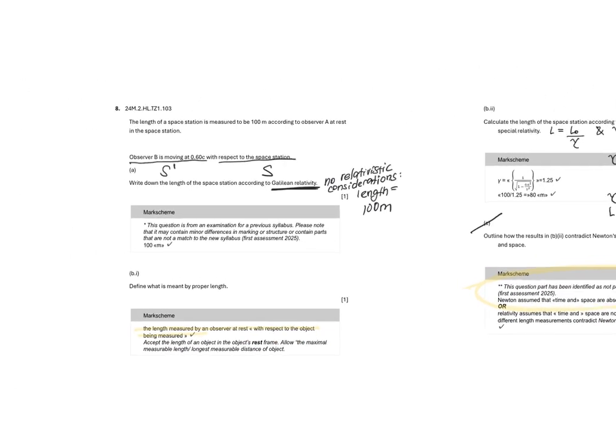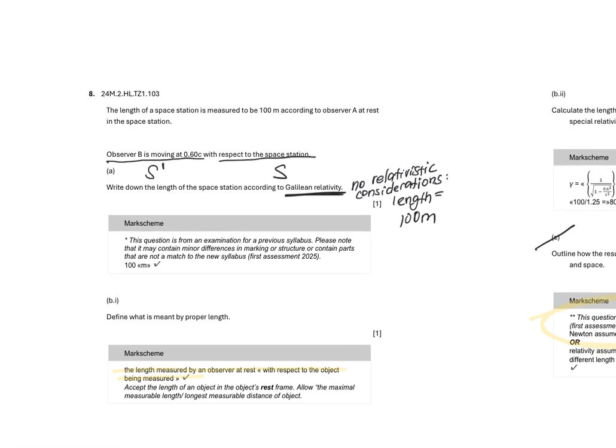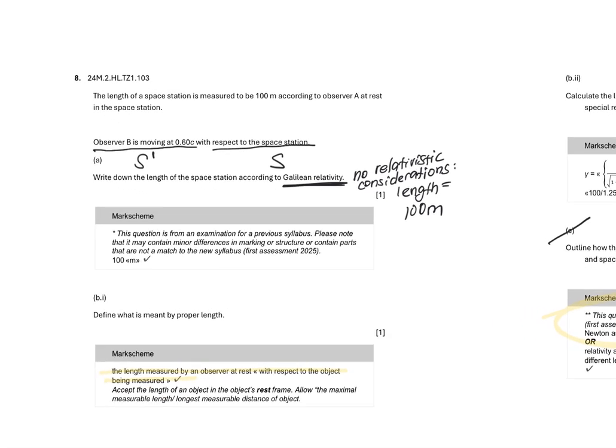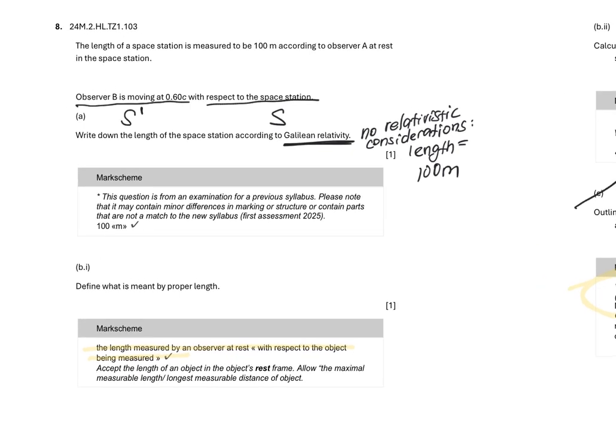Then that's number 7. Here's number 8. And this actually says that this is from a previous question, so there are some things that are not in it, but it says observer B is moving at 0.6c with respect to a space station at rest. Observer A at rest on a space station. So observer B is S prime, and the observer A on the space station is S at rest. And it says write down the length of the space station according to Galilean relativity, which means no relativistic shifts. It's 100 meters, so don't overthink that. And so that's just 100 meters.